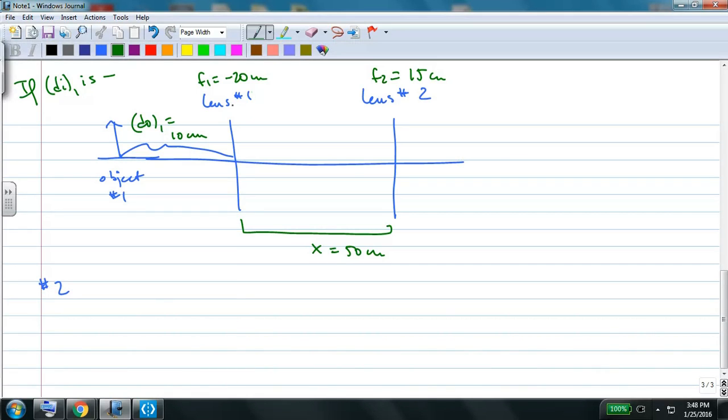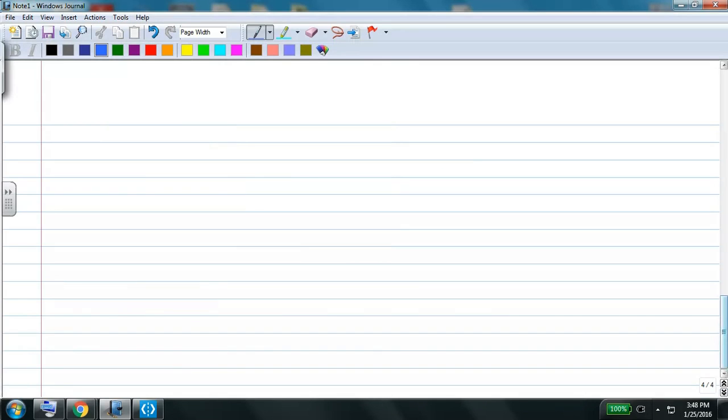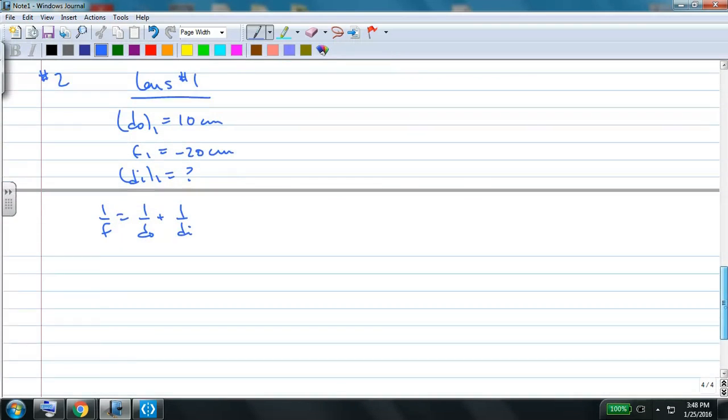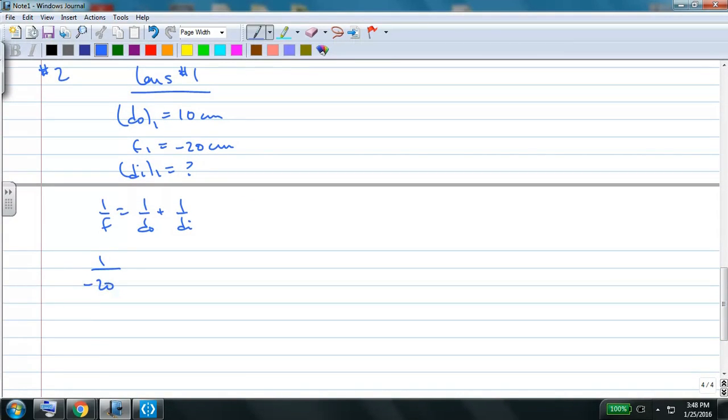Okay, so since it's a diverging lens, we know that the image is going to end up on the same side of the lens as the object. Let's do the math to prove it to ourselves. So again, this is lens number 1, and DO1 is 10 centimeters, and F1 is negative 20 centimeters. And so let's find DI1. So 1 over F equals 1 over DO plus 1 over DI. And yes, you need to write that every time. 1 over negative 20 equals 1 over 10 plus 1 over di.